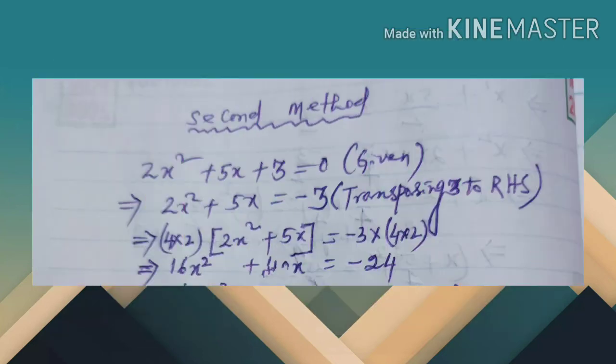Now let's try to solve the given equation by the second method. The given equation is 2x square plus 5x plus 3 is equal to 0. On transposing 3 to the right hand side, we have 2x square plus 5x is equal to minus 3. Now we have to multiply both sides of the equation by 4 times of a, that is 4 times of 2, that is by 8. This implies that 8 into 2x square plus 5x is equal to minus 3 into 8. This implies that 16x square plus 40x is equal to minus 24.